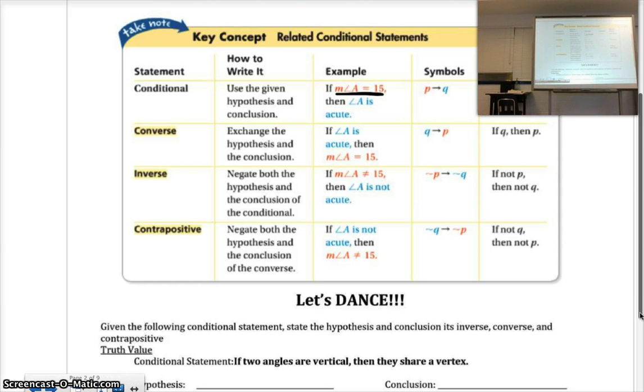And then someone other than Isaiah, please. What is the conclusion? Angle A is acute. Is that a true statement? Yes? Does everybody agree? If the angle measure is 15, is it acute? Yes. Okay. So that is true. So over here, I want you to put that our conditional statement is true.